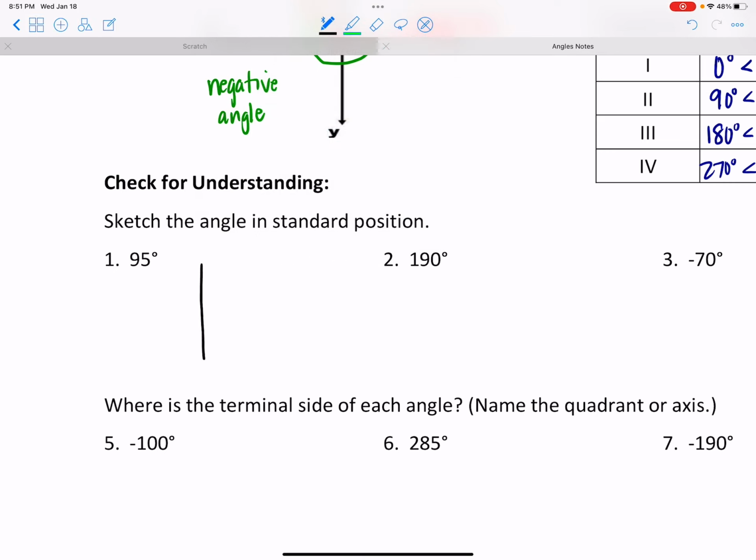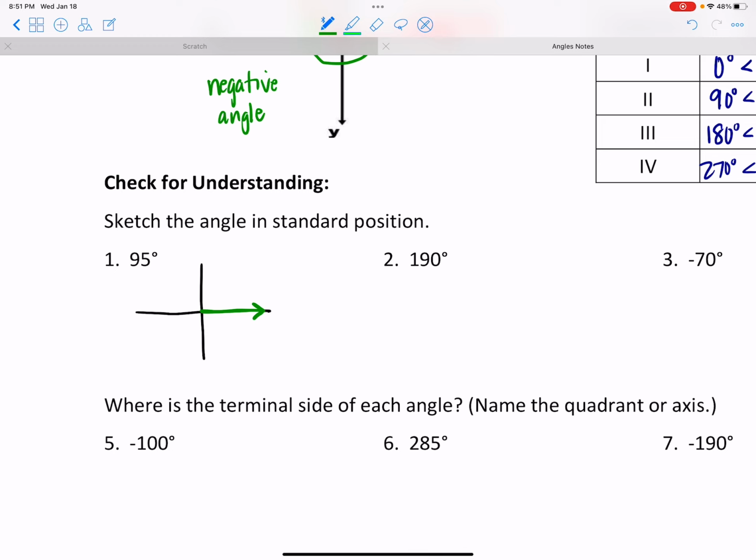So if I said sketch an angle in standard position, then it's got to be on a graph. So I'm going to make a sketch of an x and y axis. And we always start with the initial side on the positive x-axis. So I'm going to make my first ray there. And then if I want to go positive 95 degrees, then I know I'm going to rotate up.